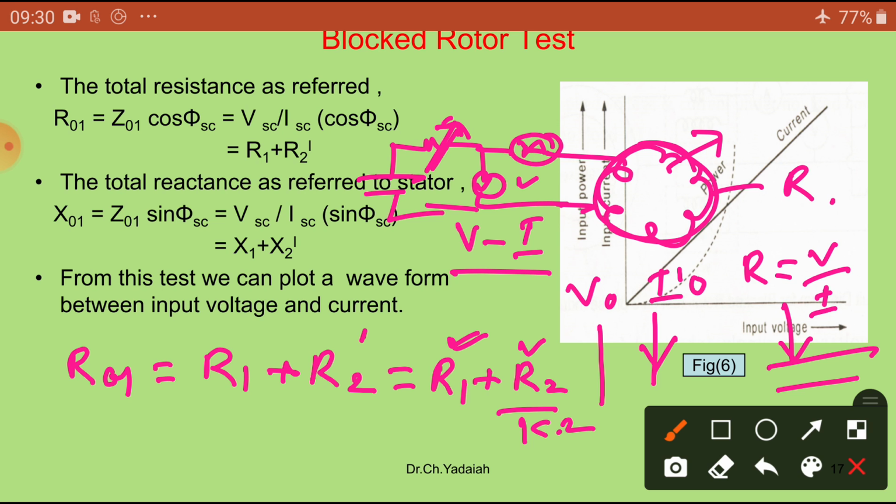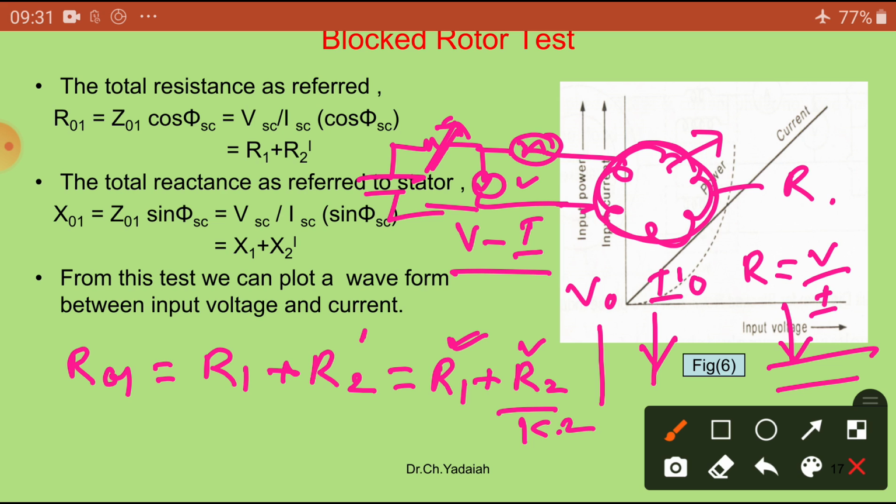So, it is necessary to determine the value of R2 dash. To find out the shape of the speed torque curve, it is very essential to know the curve shape of speed versus torque.